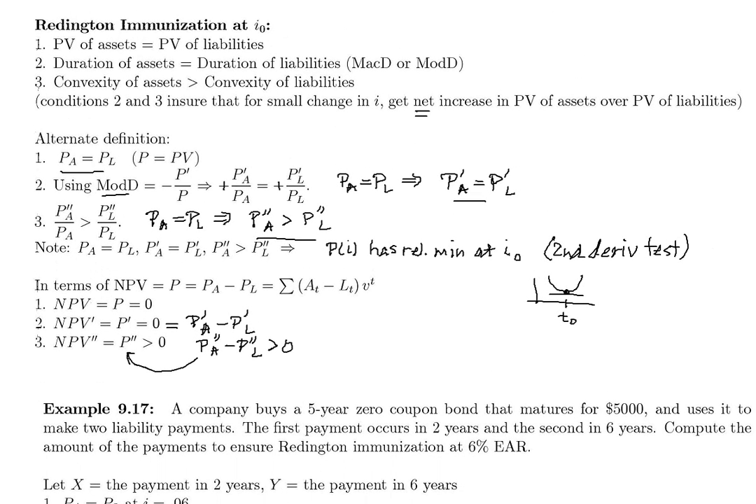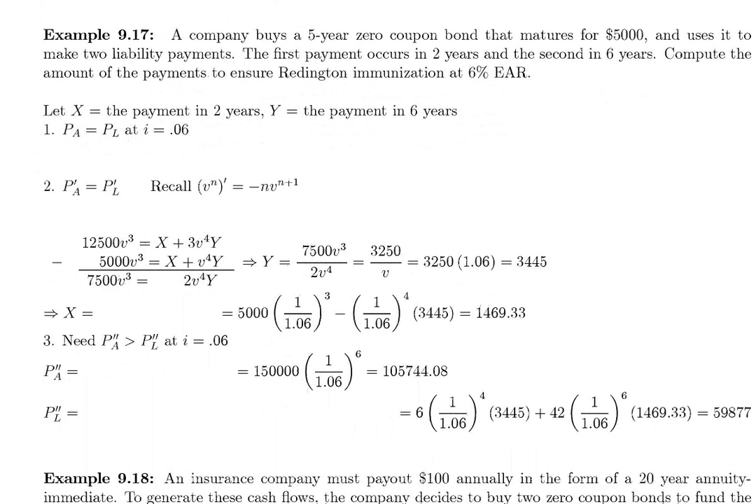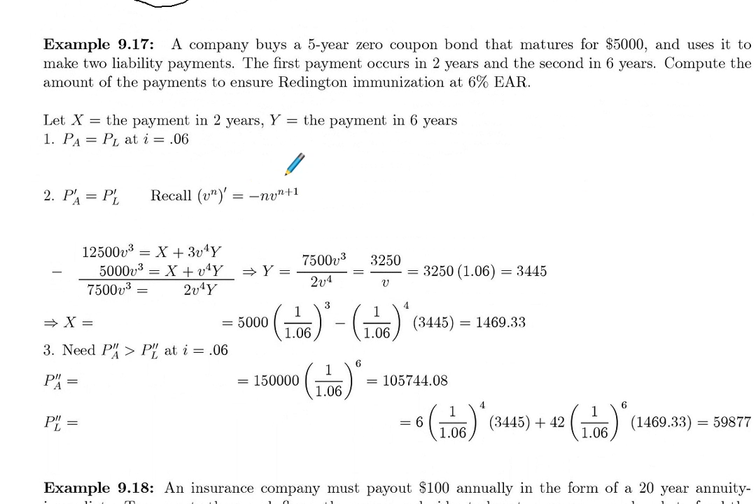Now, actually, these three different definitions of immunization, it just depends on which author you look at as to what their definition of Redington immunization is. This is a more general concept, but when we get down to writing in terms of net present values, then we actually get to see the calculus that's going on. But they all mean the same thing. All right, let's put it to work.